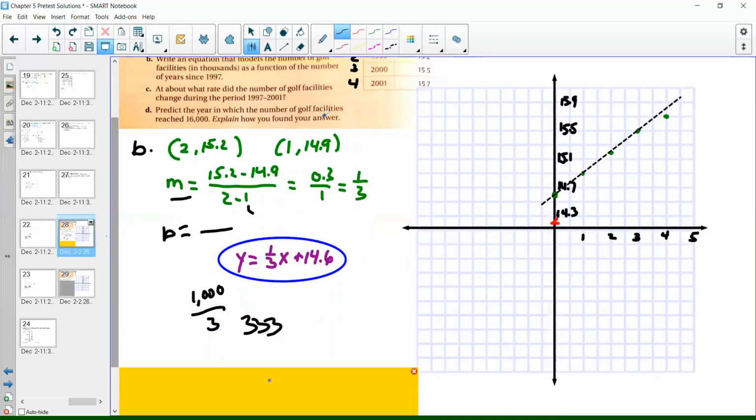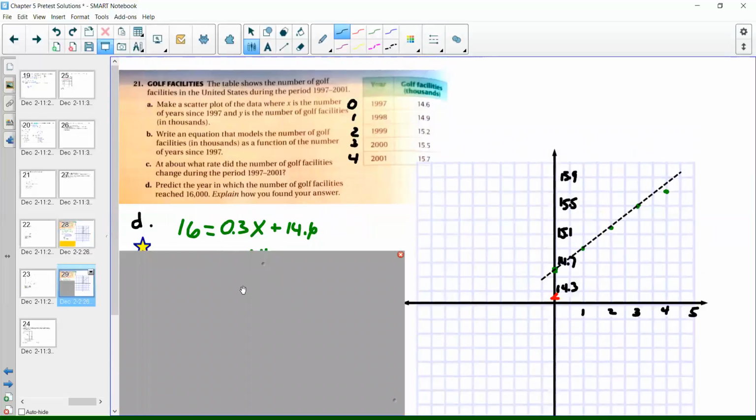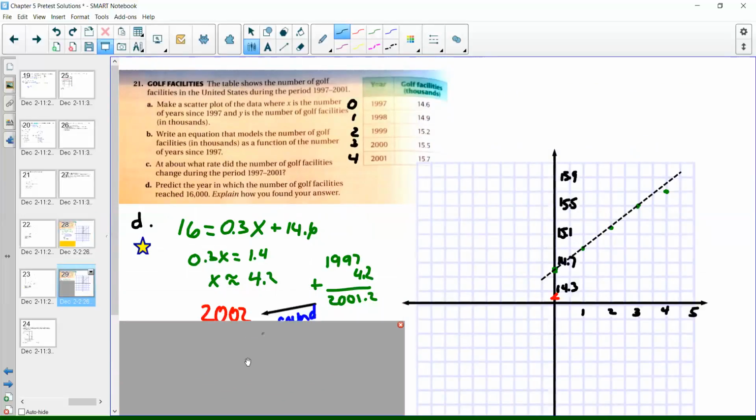And then it says predict the year in which the number of golf facilities reached 16,000. So what I did is I took my equation, and y represents the number of facilities. X represents the number of years. So I substituted y with 16, and I solved for x. And I saw that if this equation was correct, in about 4.2 years, we would be at 16,000 facilities.